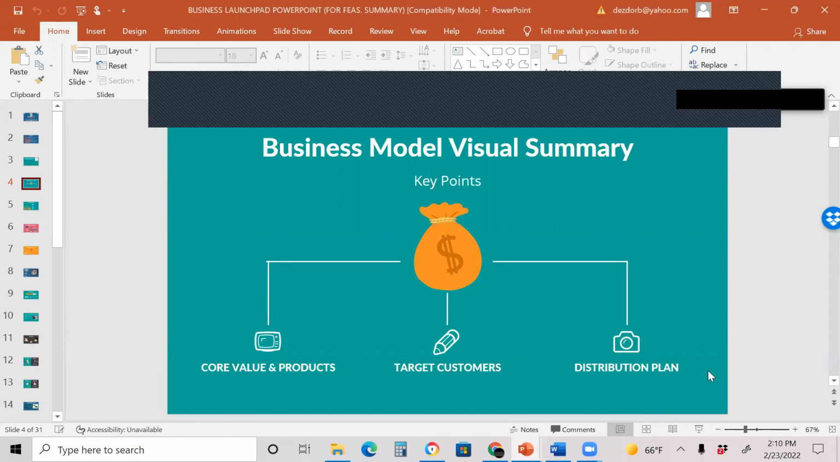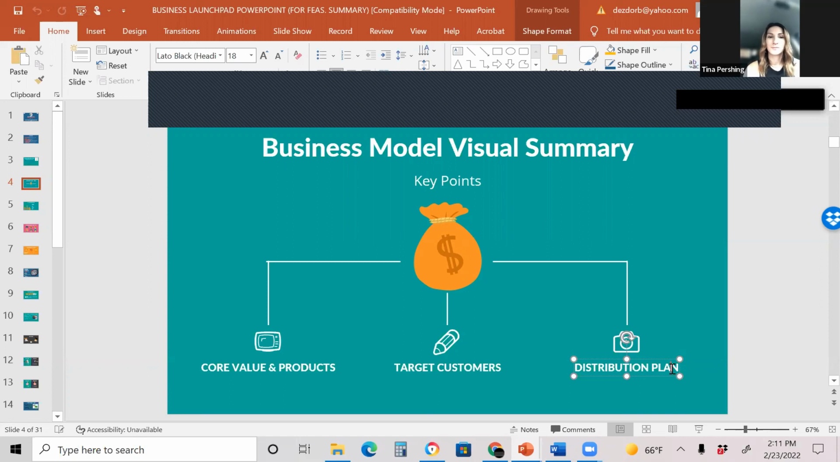But here, when we talk about distribution plan, we're just talking about how you get your product into the hands of your customers. And so in your case, it would just be at your salon, right? So our products or our services will be distributed in, or made available to our customers in, our physical salon located in wherever it is. Does that make sense? Yes, ma'am. Thank you. You're welcome.